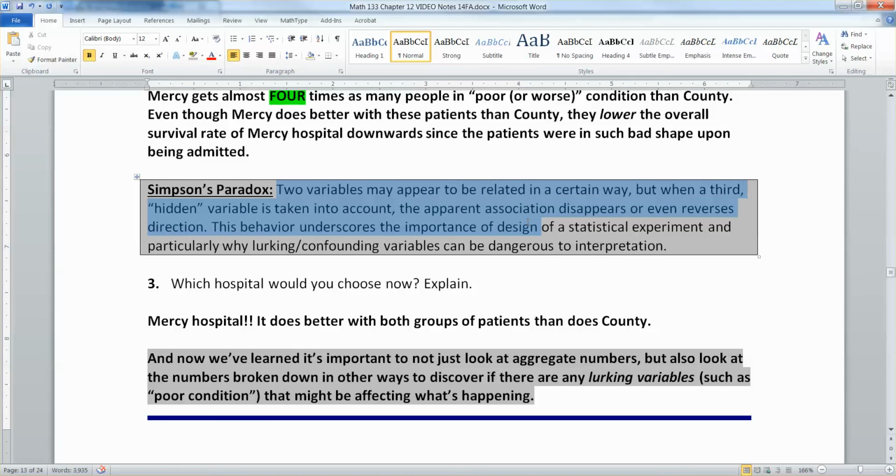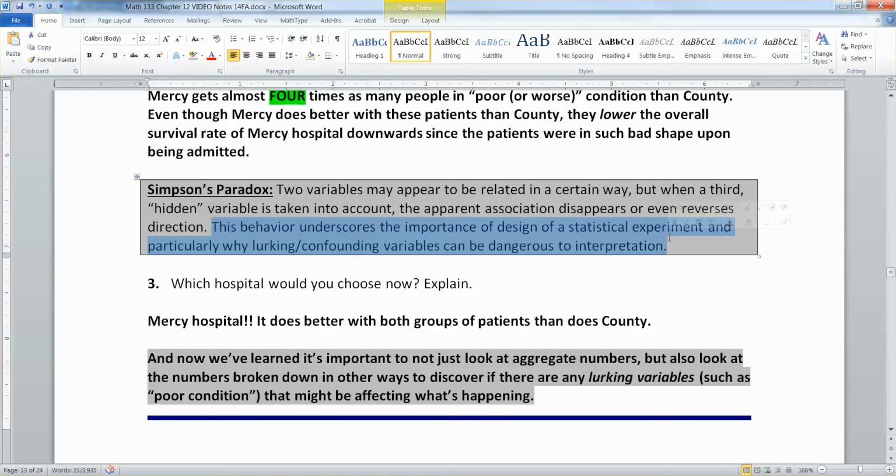So two variables sometimes appear related in a certain way, but when you break down those variables on a third hidden variable and take that into account, then that apparent association disappears or even reverses direction, which is what happened here. So this behavior underscores the importance of design of a statistical experiment, right? So you want to be careful to account for that design, those poor condition patients or whatever, when you're making up your study, but also that you expose those flaws as you release your findings. And you want to be very particularly careful about them when you try to make interpretations, because you might start thinking County's a better hospital and then you go to it and actually don't survive because it was actually not the better hospital of the two.